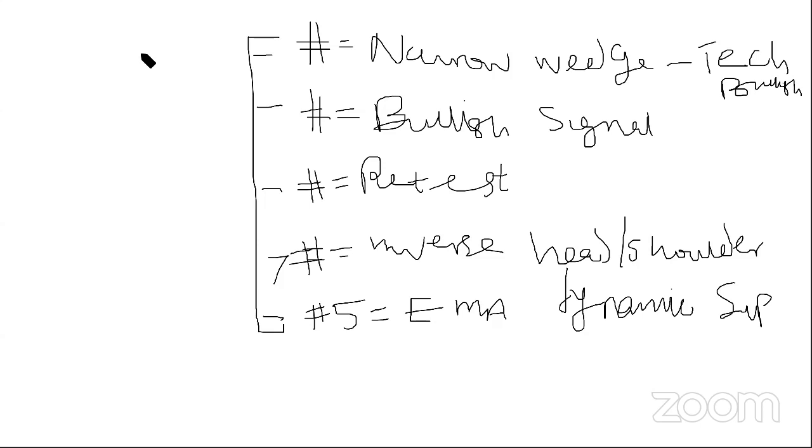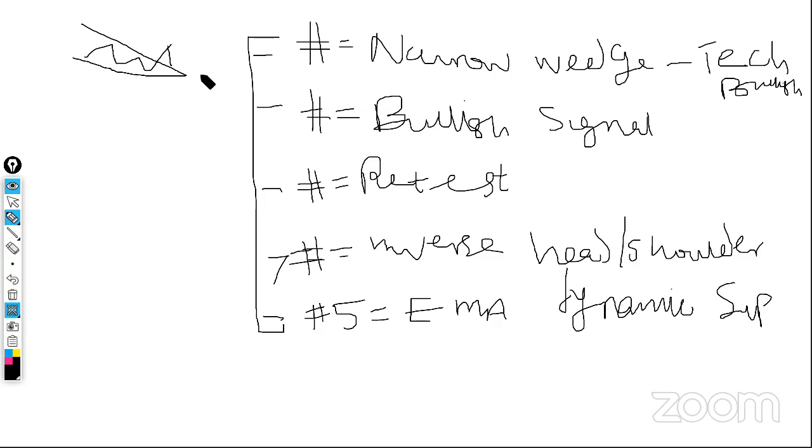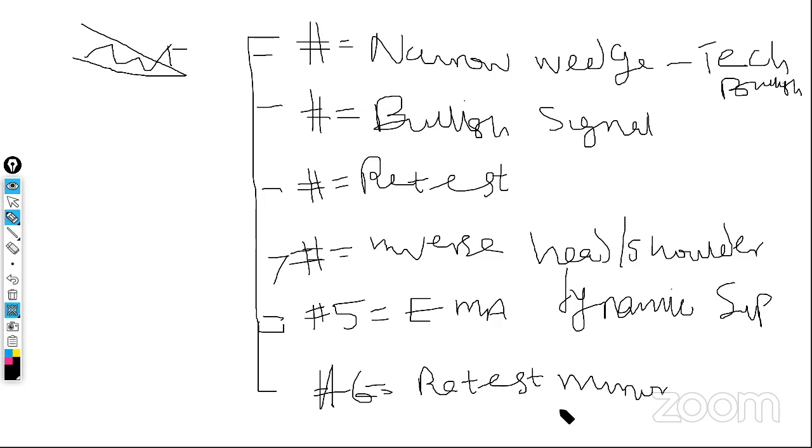We have price breaking out of a narrow wedge. We had a retest. We had a bullish price action. We had an inverse head and shoulder. We have the 10 EMA supporting. And then, in fact, it is 6 confluence factors. We have a retest again of a minor level. 6 confluence factors.